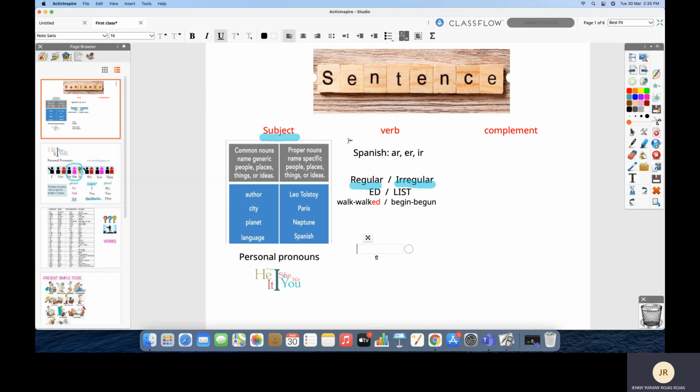Esta es como la forma más básica de una oración. Entonces, en español yo puedo decir, juegan en el parque los niños, o puedo decir, en el parque juegan los niños, o puedo decir, los niños juegan en el parque.